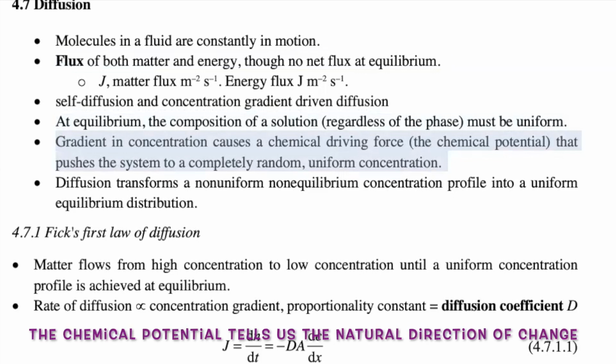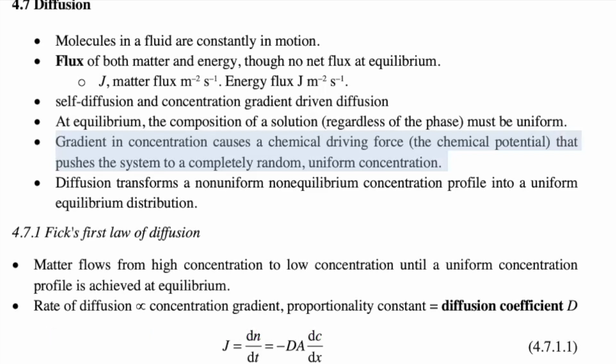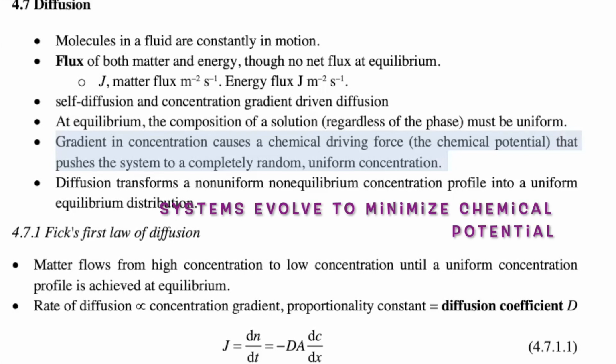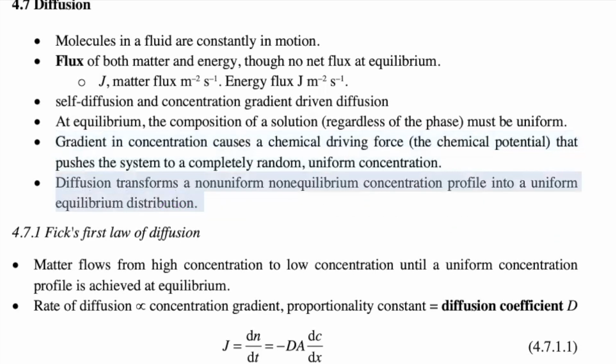The chemical potential, you can think of that as a gravitational potential. If you take something and drop it, you know it's going to go to the floor. Same way with the chemical system, it always wants to go to the minimum of the chemical potential. So diffusion is that process that transforms a non-uniform, non-equilibrium concentration profile into an equilibrium distribution.